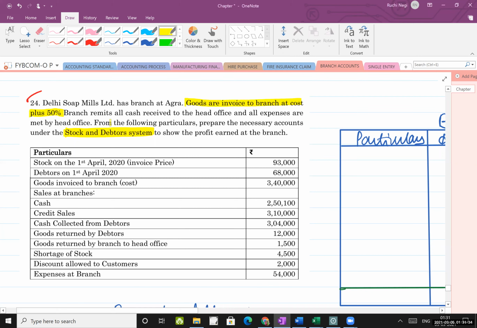The branch remits all cash received to HO and all expenses are met by HO. Even if this information is not given, we have to assume the same. Prepare necessary accounts under stock and debtors system and show the profit earned at the branch.